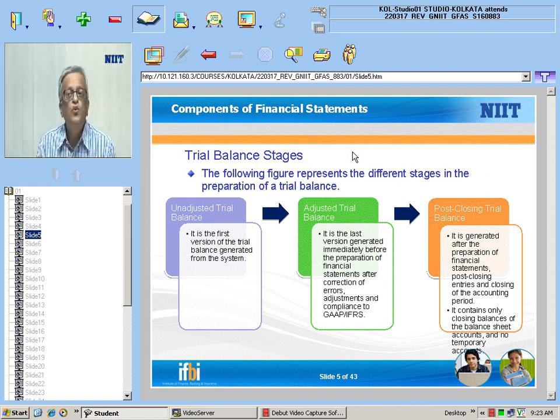So the main purpose of the post-closing trial balance is to ensure that all items of income, that is revenue, and all items of expenses have zero balance and do not find a place in the post-closing trial balance. No temporary items should be there in the post-closing trial balance. That is the main purpose of taking out the post-closing trial balance. So these are the three stages: unadjusted trial balance, adjusted trial balance, and post-closing trial balance.